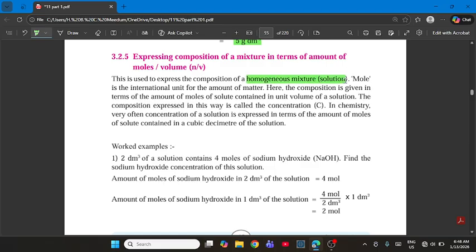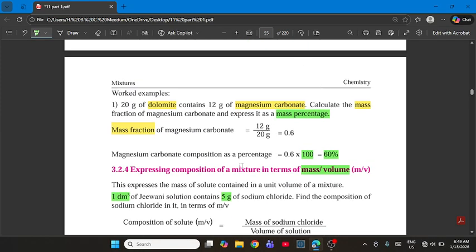Most of the time, the composition of a solution is expressed in this way. Mole is the international unit for the amount of matter. Here the composition is given in terms of amount of moles of solute contained in a unit volume of a solution.